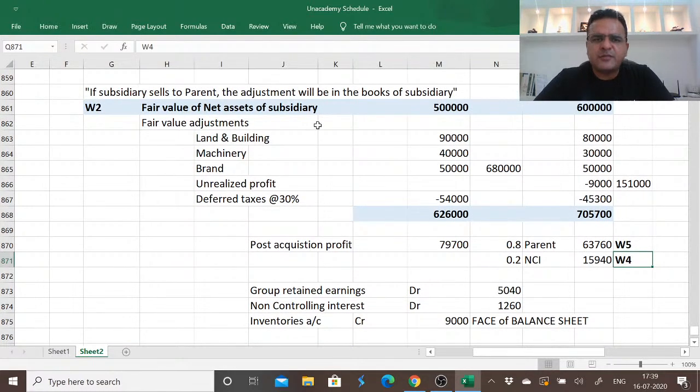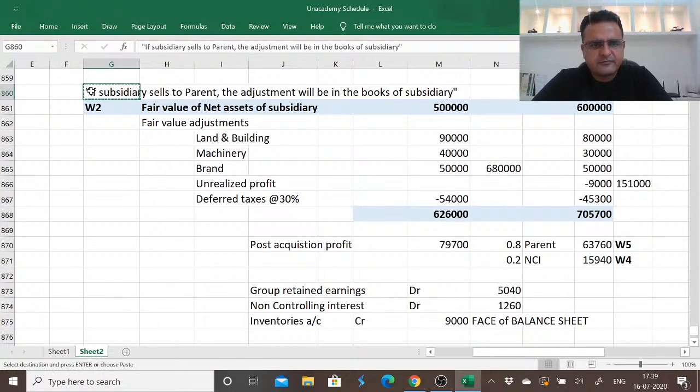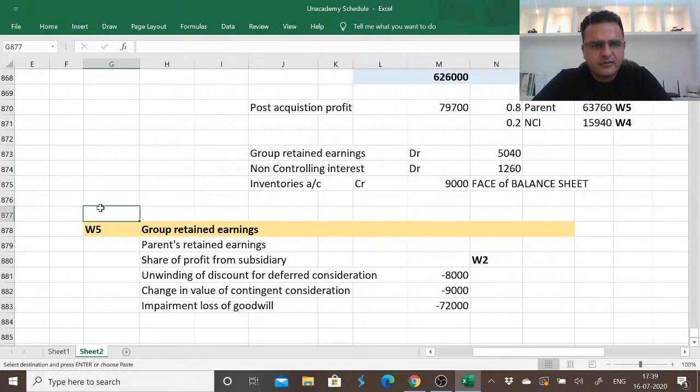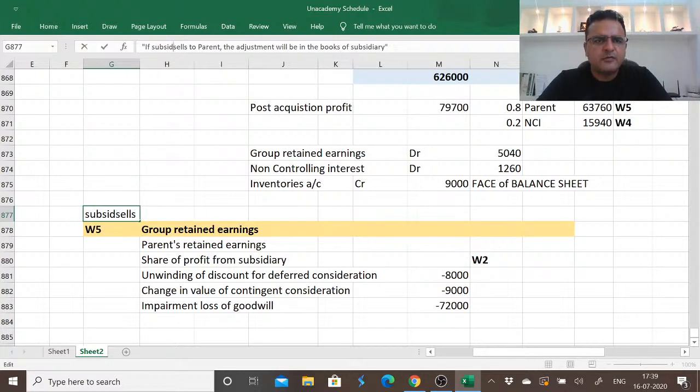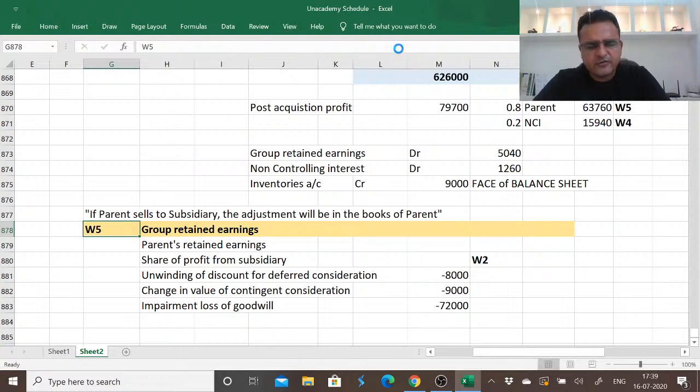If subsidiary sells to parent, the adjustment will be in the books of subsidiary. But if parent sells to subsidiary, the adjustment will be in the books of parent.